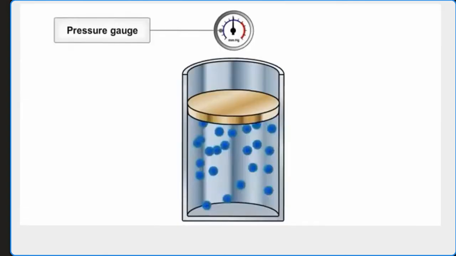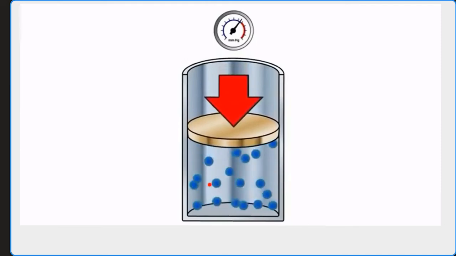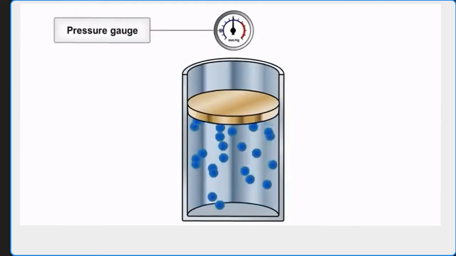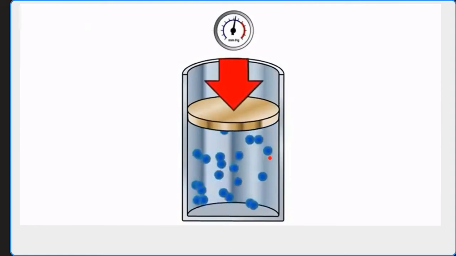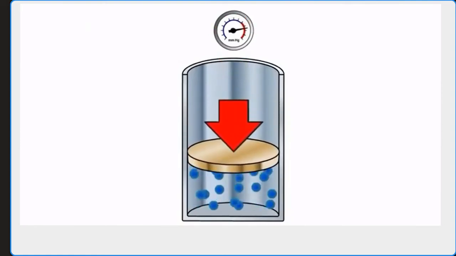Let's take a look at this idea visually. What you'll notice is that as volume decreases, pressure increases. Again, as volume decreases, the pressure increases. And this idea would be true the other way too. If volume increases, then the pressure would decrease.